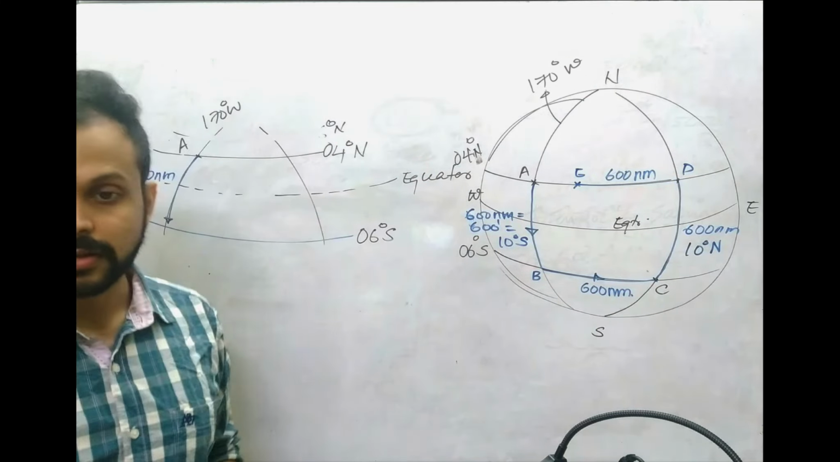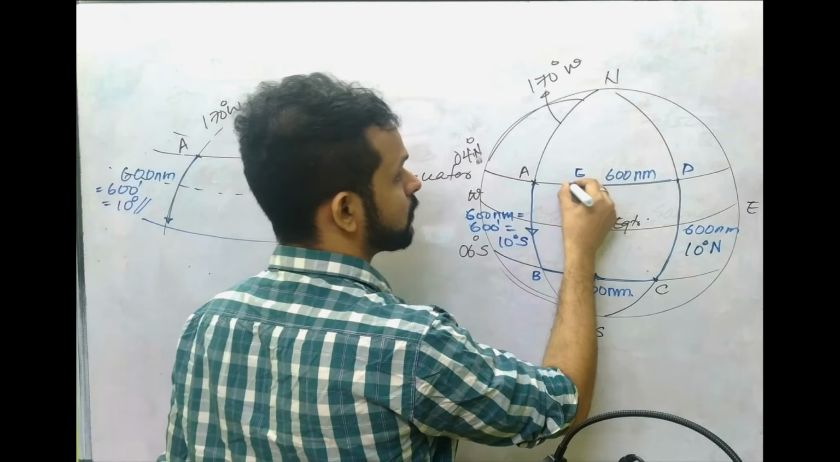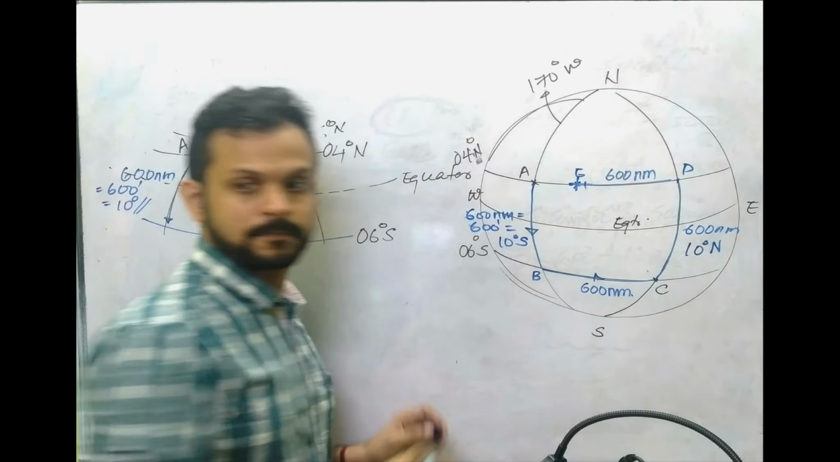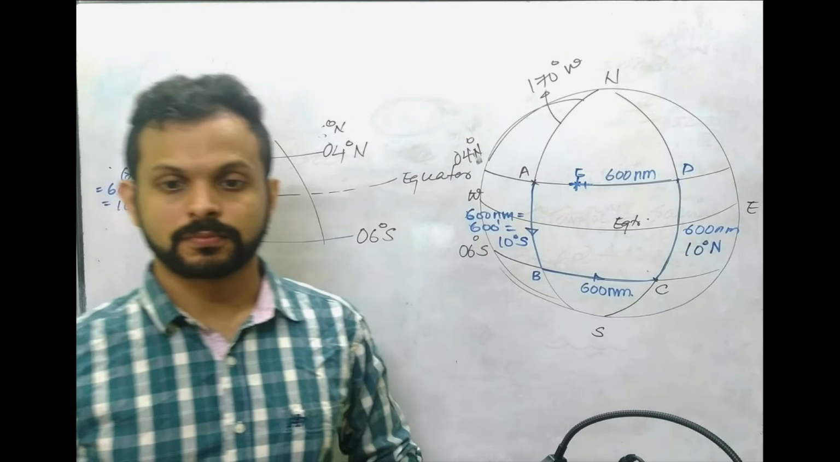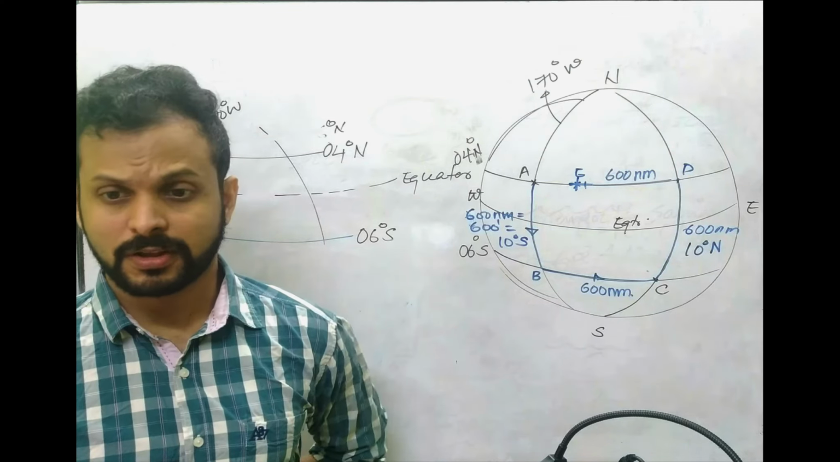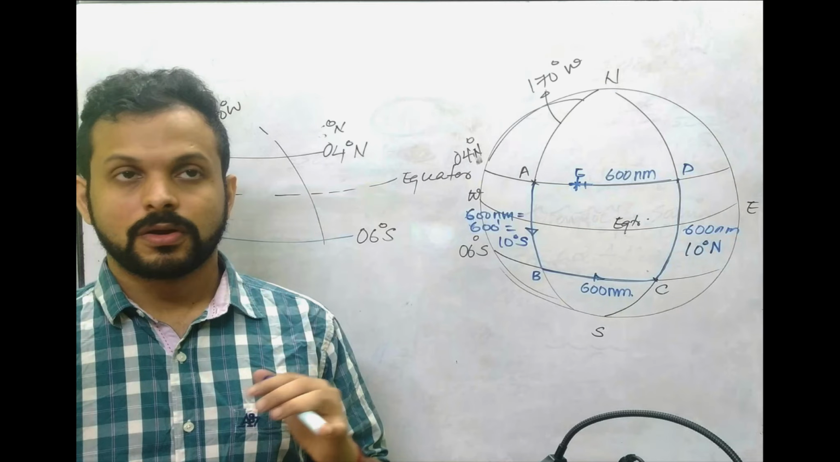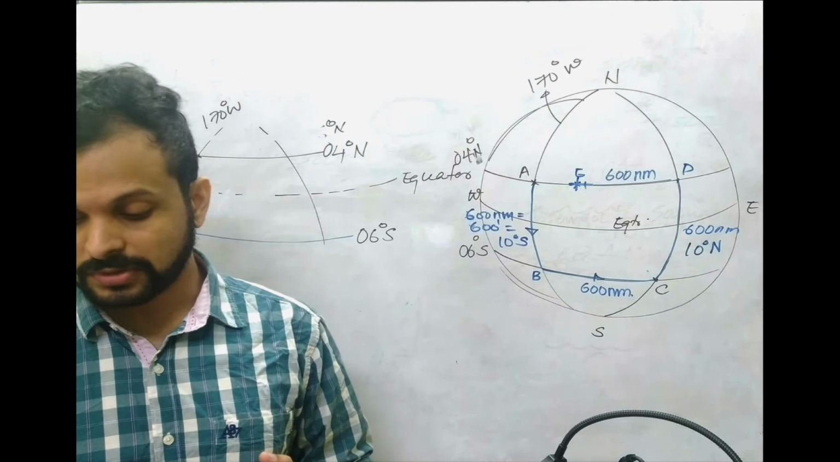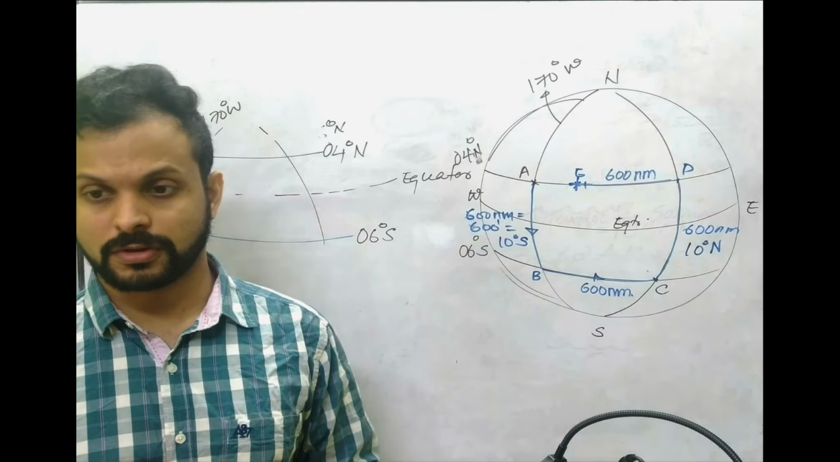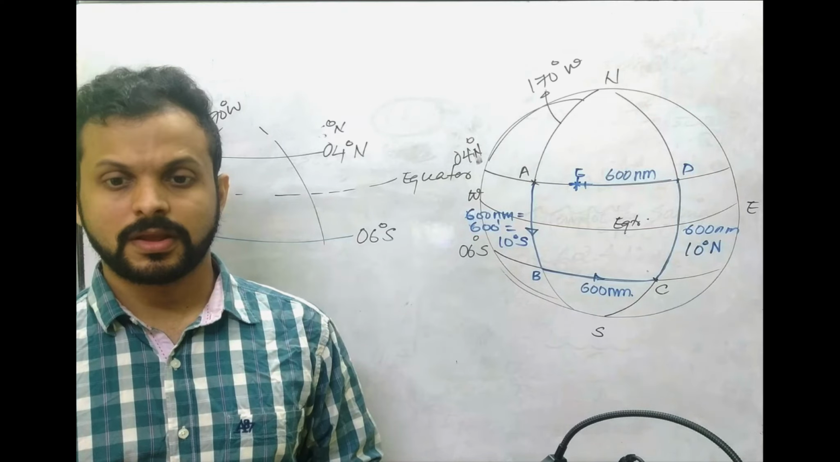This is your final track. So your aircraft is right here now, after traveling 600 nautical miles towards the west. Make sense? Now look at this. So what is asked in the question? You're asked to find out your final position, right?